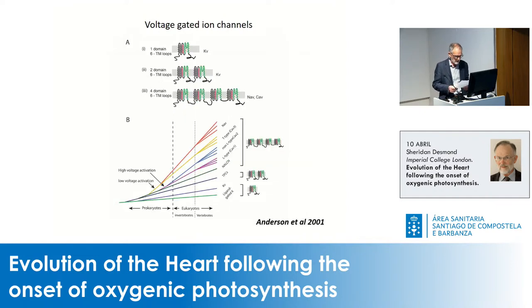And subsequent mutations led to an extremely large family of these ion channels, which serve multiple functions in all cells throughout the body. They're involved in all kinds of functions, such as touch and taste, as well as regulating the heart.